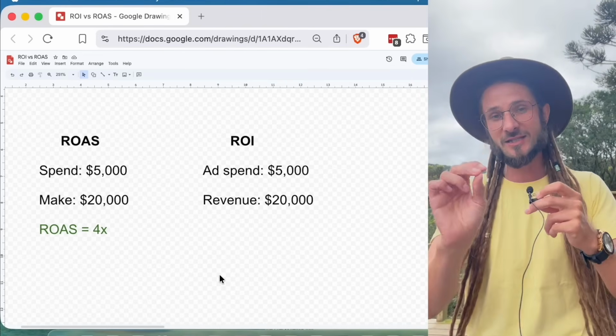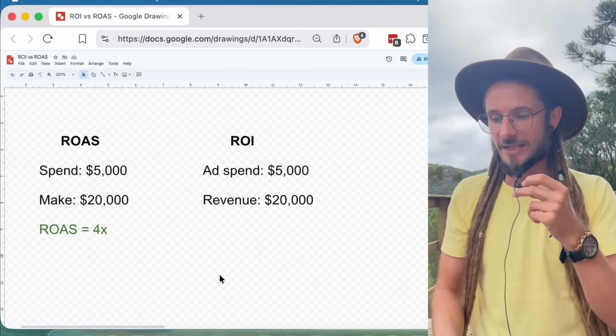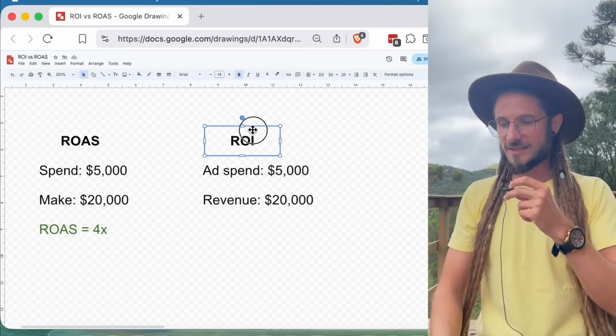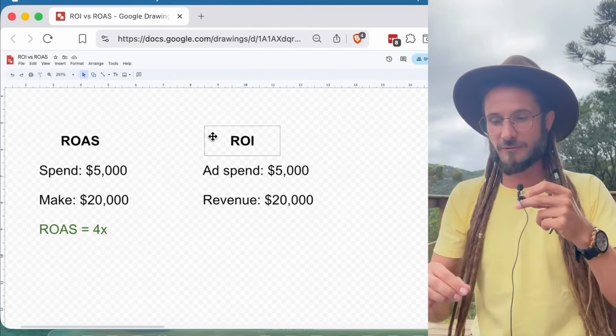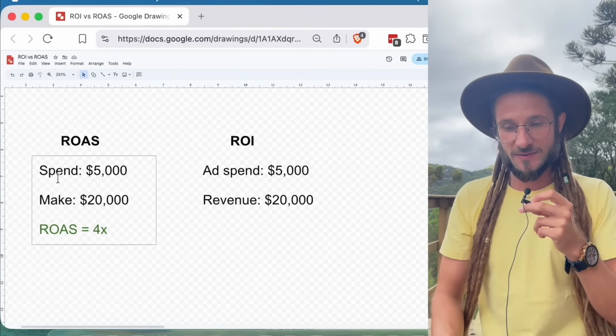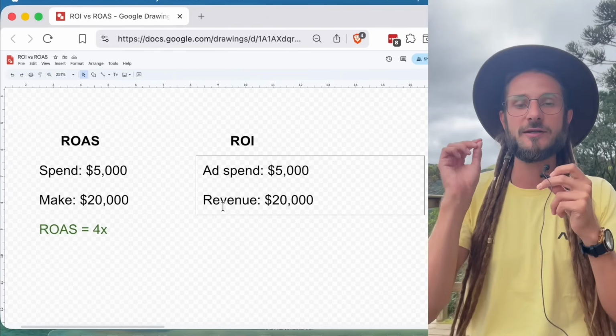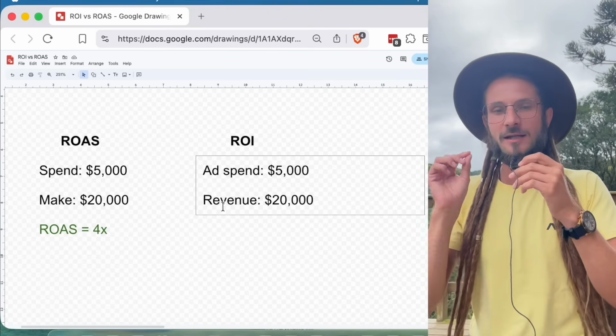Okay, guys, to illustrate this point, I'm going to put the exact same calculation through an ROI calculator. So here the same numbers apply. The ad spend, same as with the ROAS, is $5,000, and the revenue that we made is $20,000. Cool. Now, let's break this down even more.